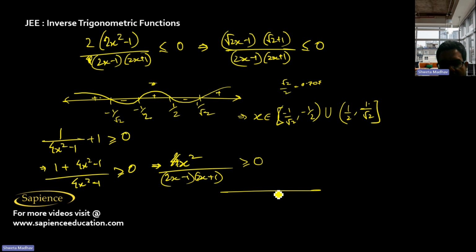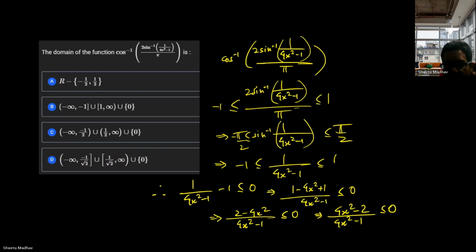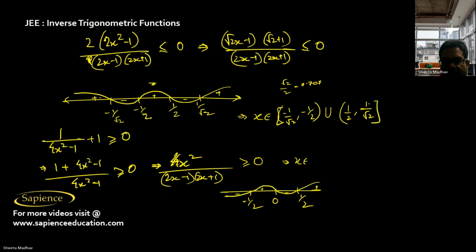So from here we can say one is 0, one is minus half, one is plus half. So if I take some value which is more than half, suppose 1 if I take, that will be greater than 0. So this is positive, negative, positive, negative. We have to take only the positive value. So x belongs to minus half to 0 union half to infinity.